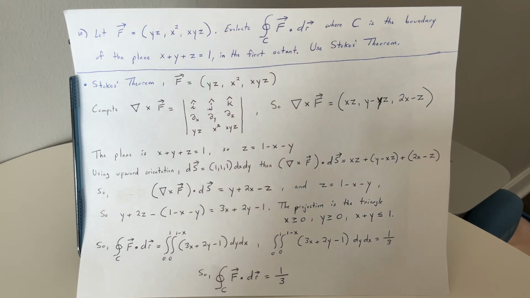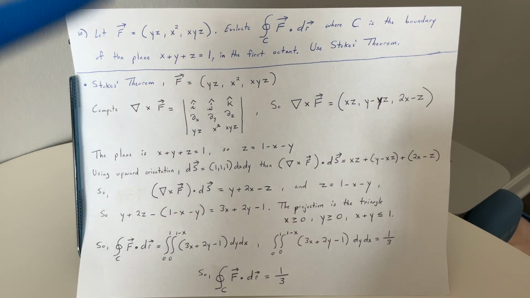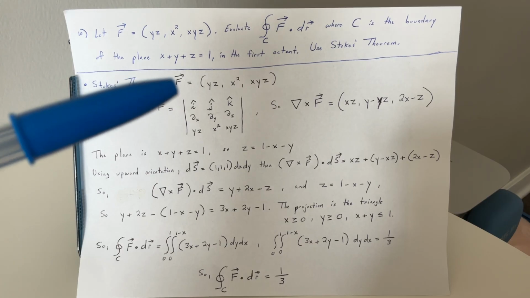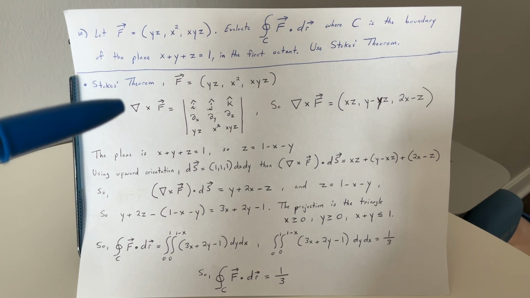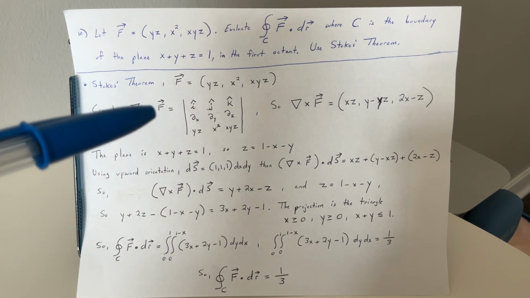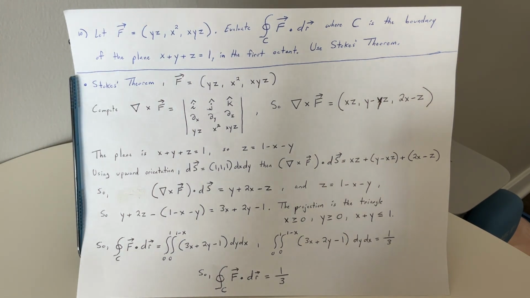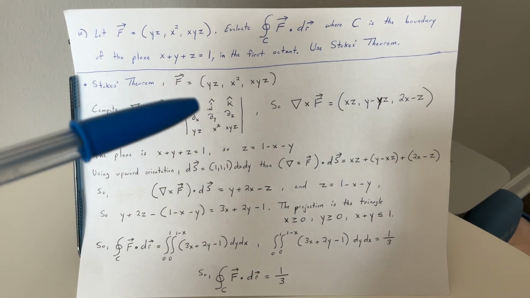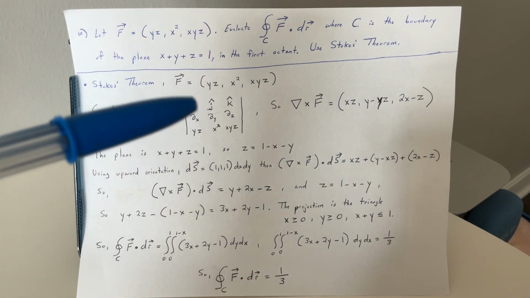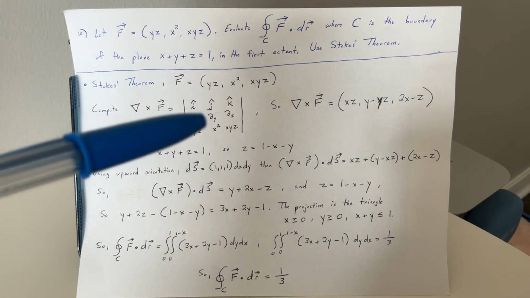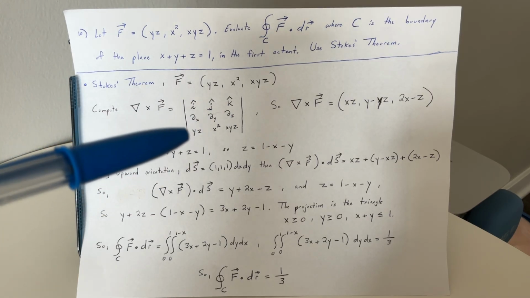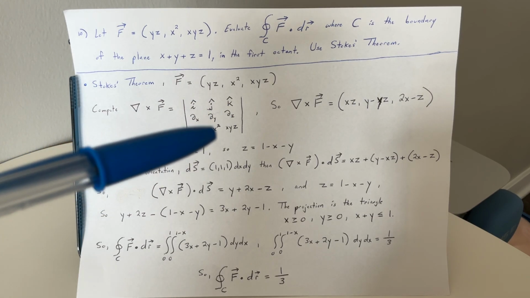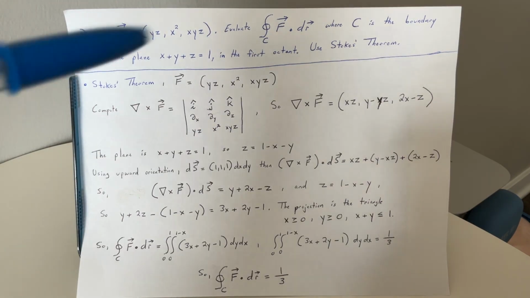We're going to use Stokes' theorem. So Stokes' theorem problem here, and our f equals yz, x squared, xyz. So if we compute del cross f, the curl, we set up the determinant with i, j, k, partial with respect to x, partial with respect to y, partial with respect to z, and yz, x squared, xyz.